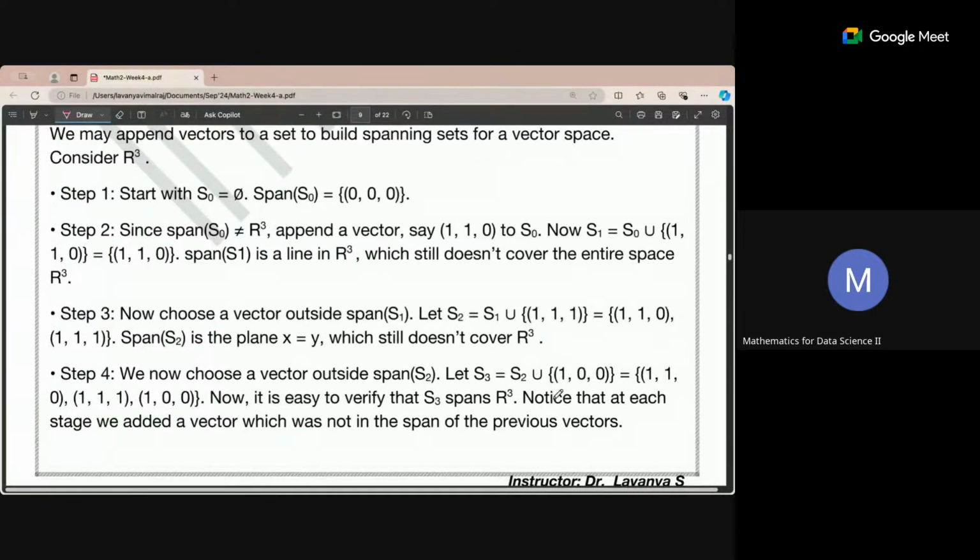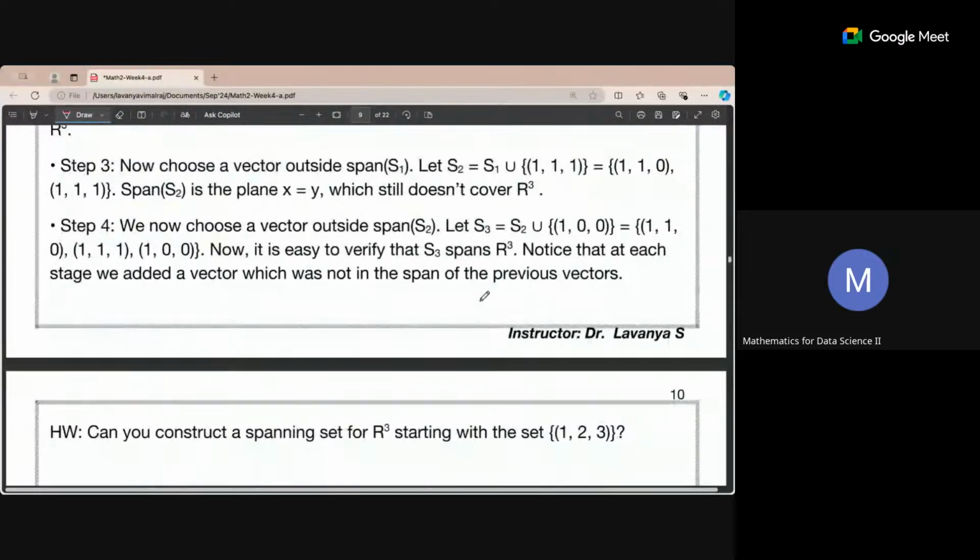We need one more vector. For that, you consider another vector which is not in the span of S2, so it cannot be written as a linear combination of these two. If you include this in the set S2, then you will get a spanning set. You keep on adding vectors one by one, by considering vectors outside the already existing span. This is a way to build a spanning set.